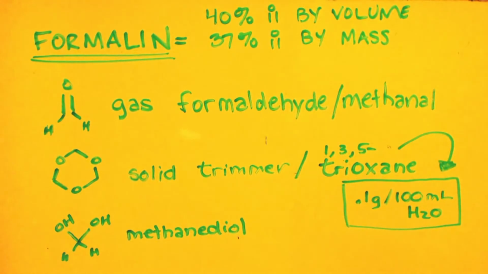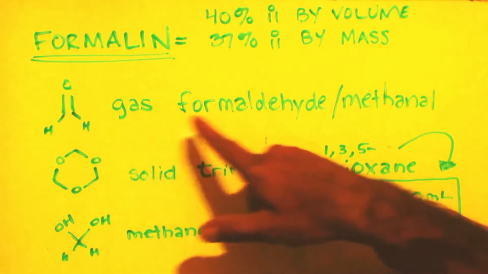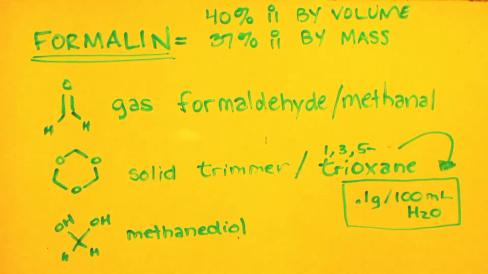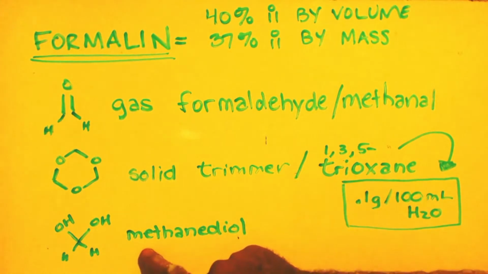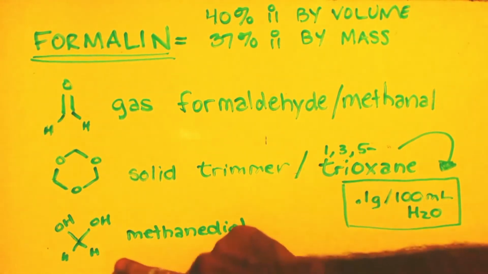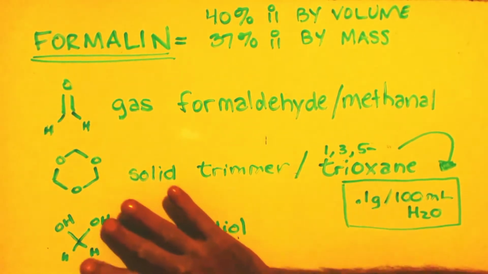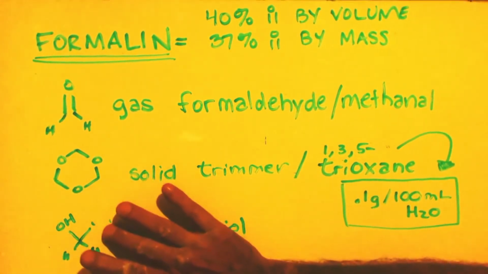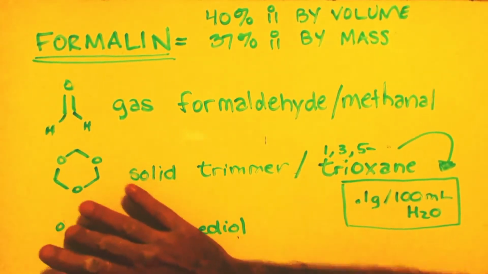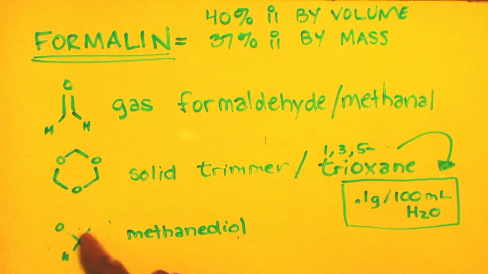Okay, so this is formaldehyde. It's a gas, or methanal, whichever one you want to call it. Now when you put that in water, pretty much all of it turns into this methane diol. Okay, and you can see if I take off an H2O, what am I left with? I'm left with a double bond and an O. That's the same as formaldehyde. See, that's why it's hydrated. They call this the hydrated form.